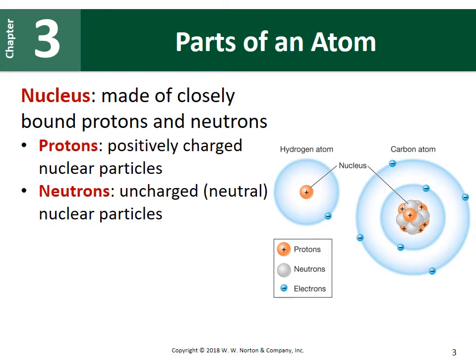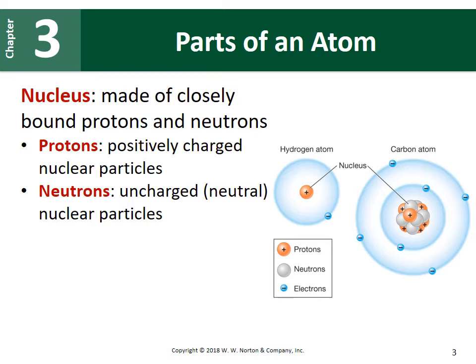In the nucleus, these atoms have protons. Those are the little positively charged orange circles. So they're found in the nucleus and they have a positive charge. In addition, atoms can have neutrons. Neutrons have a neutral charge, or they're uncharged, and they are also found in the nucleus. In this case, they are the white circles in the nucleus.